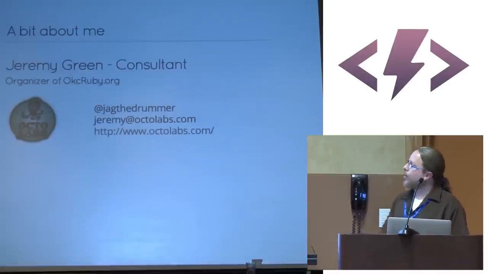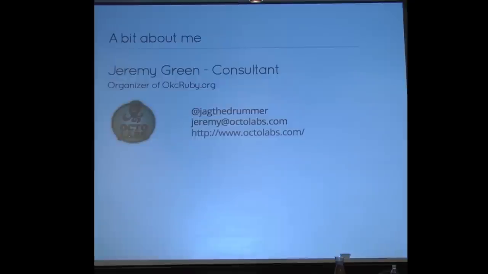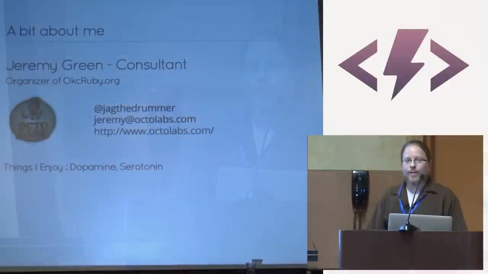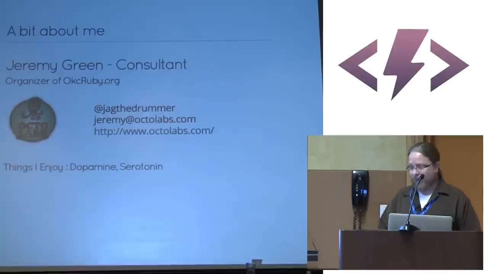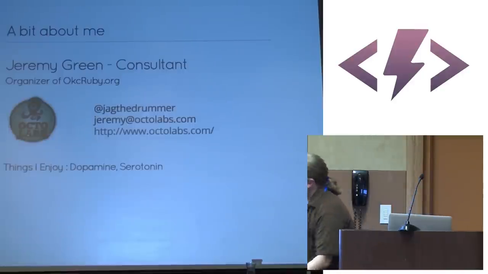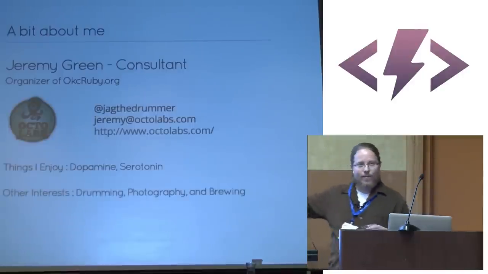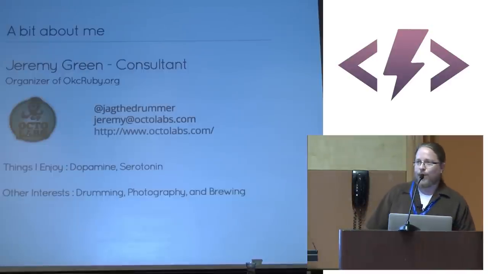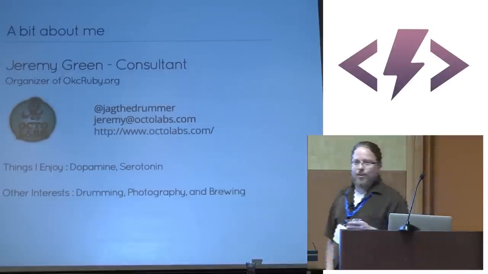So a bit about me. My name is Jeremy Green. I'm a software consultant. Octolabs is my company. You can find me on Twitter at JagTheDrummer or send me an email. Some things I enjoy are dopamine and serotonin, and technically, these are the only two things that you enjoy, so we have that in common. At a higher level of abstraction, some things that I'm interested in are drumming, photography, and homebrewing. So if you want to talk about any of those things, just come find me.